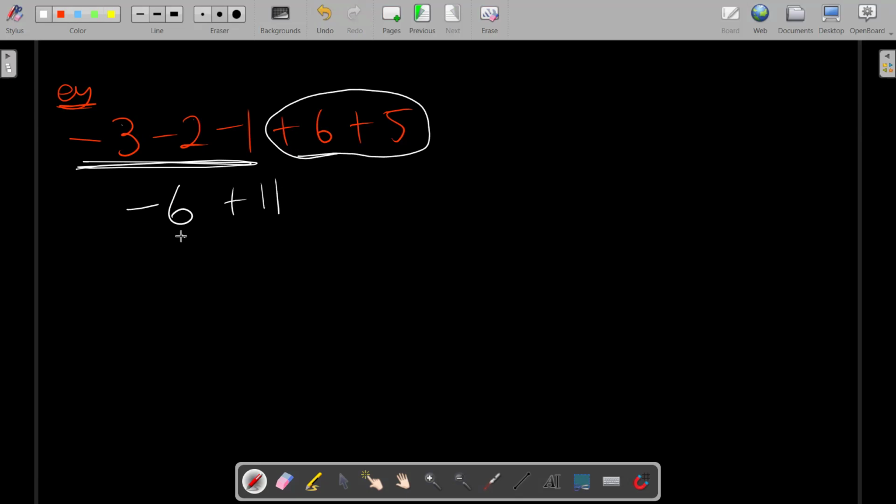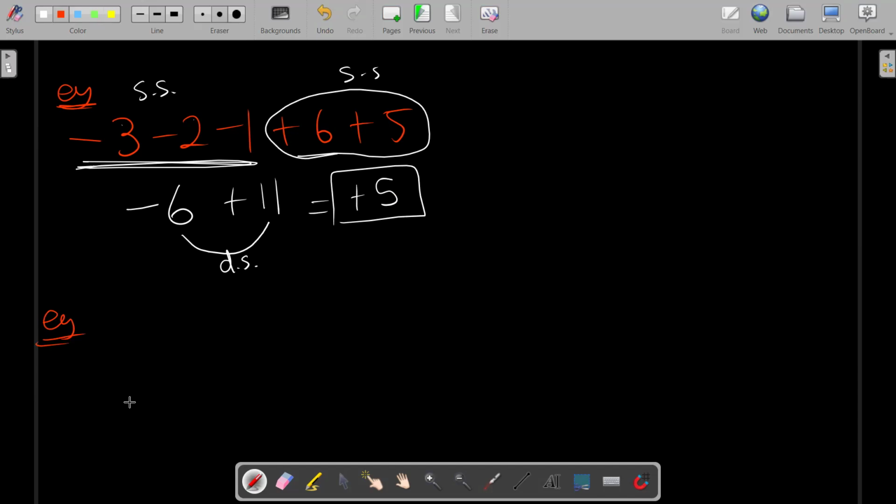And then apply the different signs law. So you apply the same signs law here, SS for same sign, SS for same sign. DS for different signs law here now. Subtract and keep the sign of the bigger number. 11 take away 6 is 5, so we have positive 5 here. So I want you all to understand this before we go into algebra and algebra terms. Understand how to do more than one directed number terms and not subtracting here. So let's pay attention to this next example here.